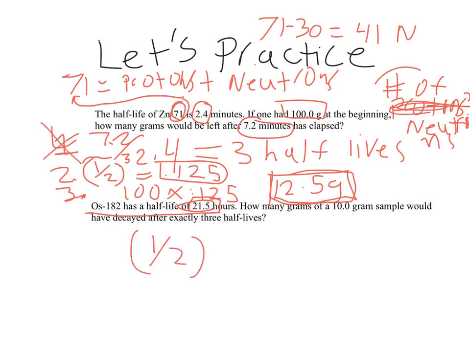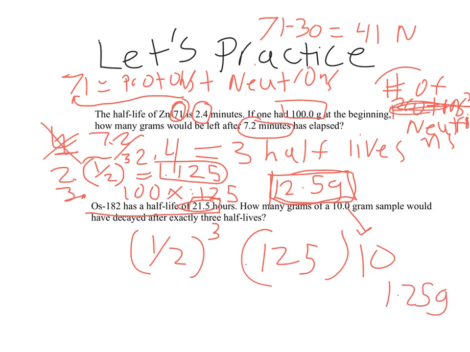So what's 1/2 to the third power? Well, again, it's 0.125. And if we multiply that by 10, which is step number 3 up there, right? Because we started with 10 grams, and we know that 0.125 of that is going to be left. So 0.125 times 10. Oops, hang on, I messed it up. 0.125 times 10 on my calculator is 1.25 grams that would be left of this sample.